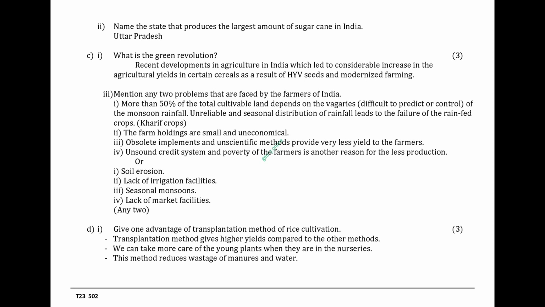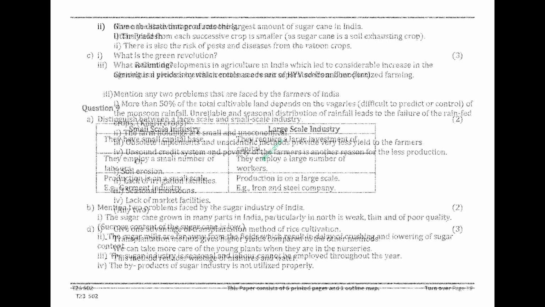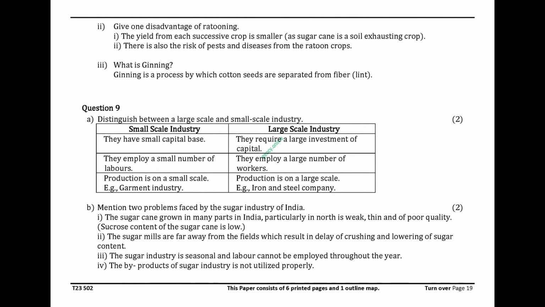Transplantation method gives higher yields compared to the other methods. We can take more care of the young plants when they are in the nurseries. This method reduces wastage of manures and water. Give one disadvantage of ratooning. The yield from each successive crop is smaller, as sugarcane is a soil-exhausting crop. There is also the risk of pests and diseases from the ratoon crops.